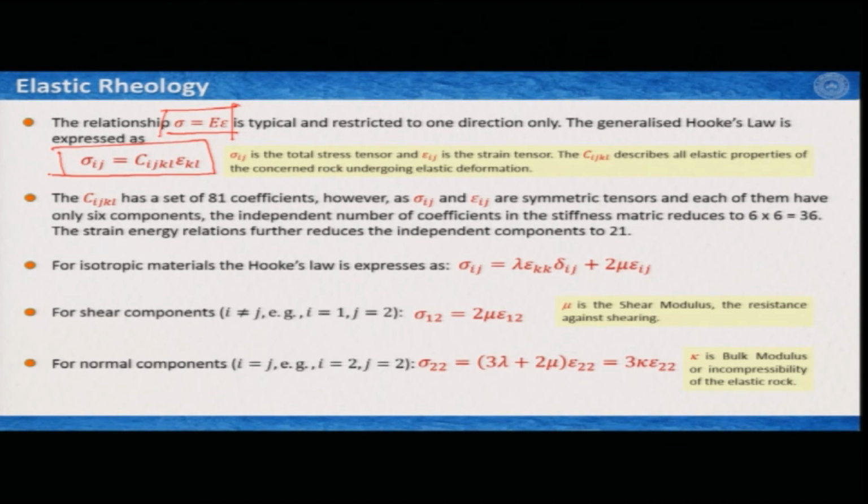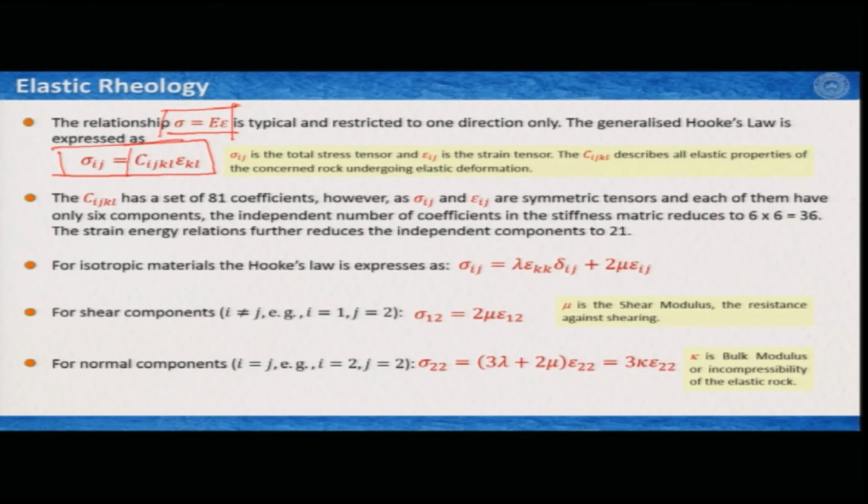We know more or less what a tensor is. So, sigma ij equal to C ijkl epsilon kl. Now, sigma ij for 3 dimensions, i equal to 3, j equal to 3, so you can have 9 components here, and for 2 dimensions, i equal to 2 and j equal to 2, then you would have 4 components there. So, sigma ij here is the total stress tensor, epsilon kl is the strain tensor.